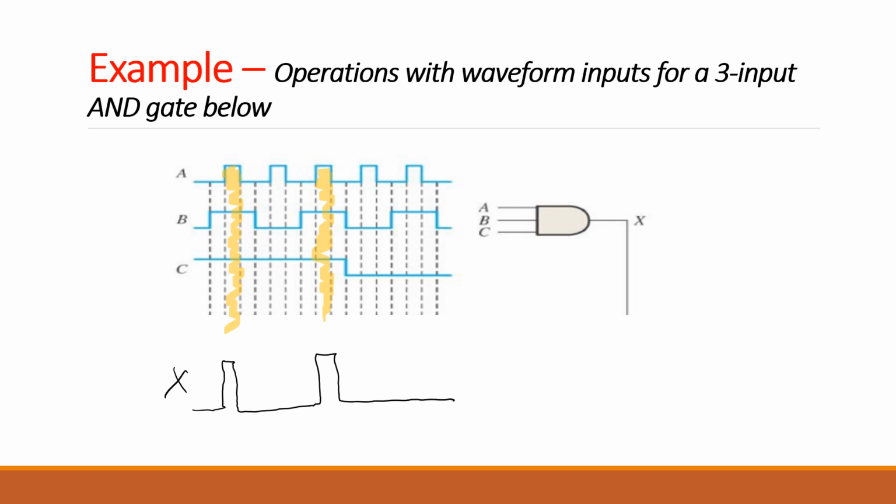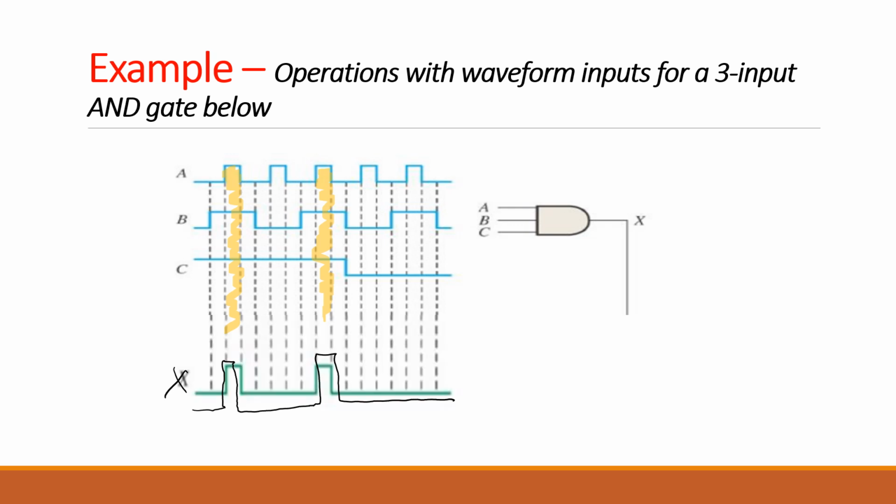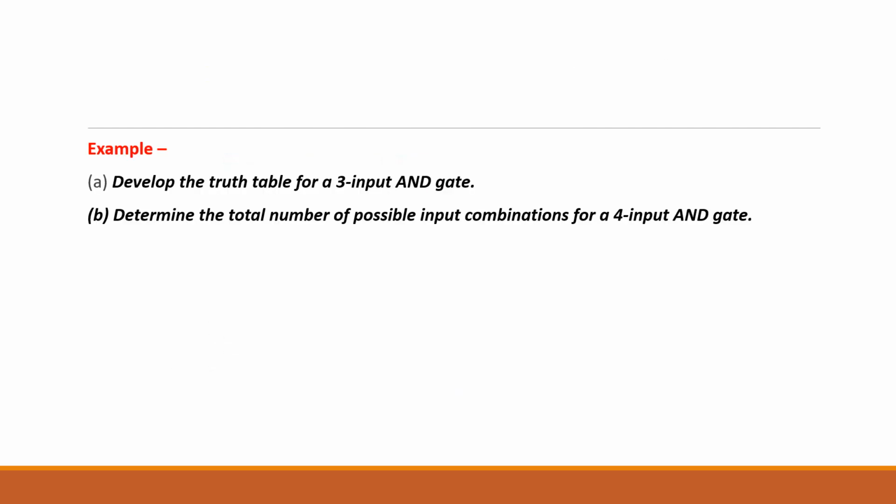like this. So you normally draw it underneath the waves. You don't have to, yeah. Okay. So we already did the truth table for 3 input AND gate, so we are not going to do this because we have already done that.